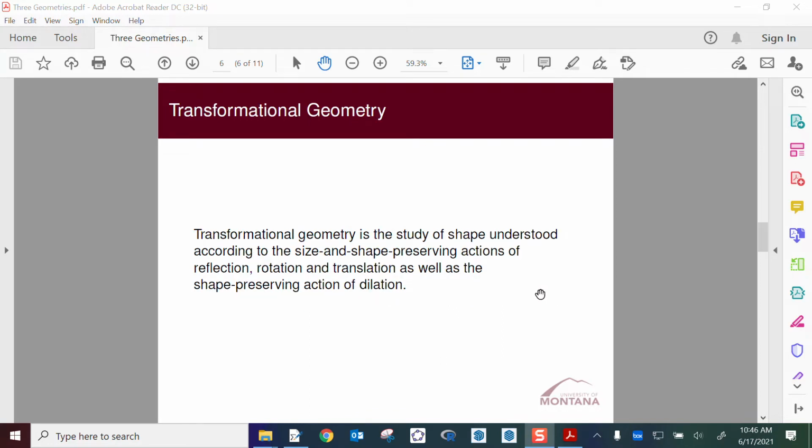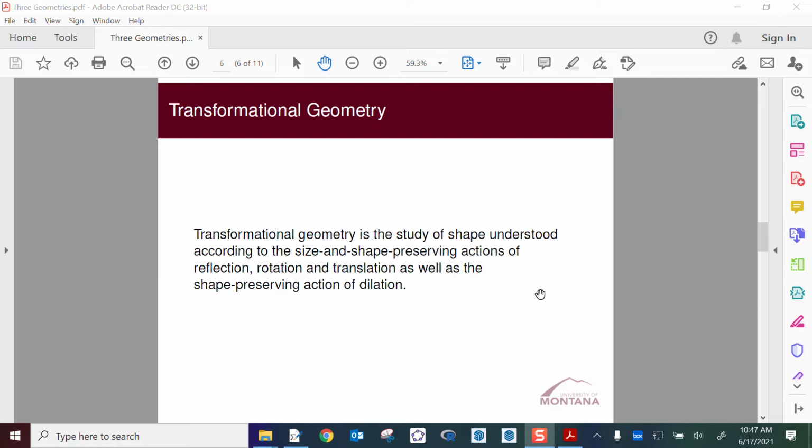And then the last one is transformational geometry, and it's the study of shape understood according to the size and shape preserving actions of reflection, rotation, and translation, as well as the shape preserving action of dilation. So this is really this idea of movement geometry, and of course the study of symmetry is really big here, but there are three different, what we call isometric transformations. These are reflection, rotation, and translation.